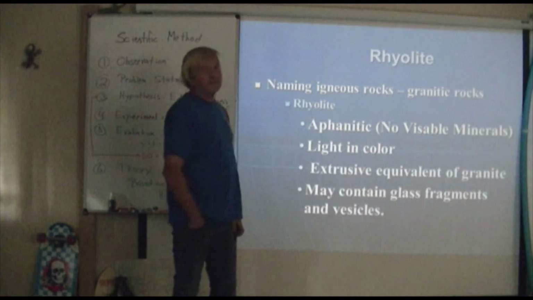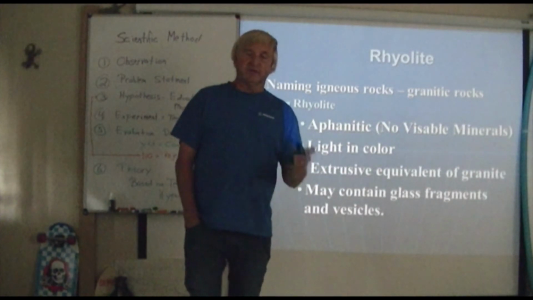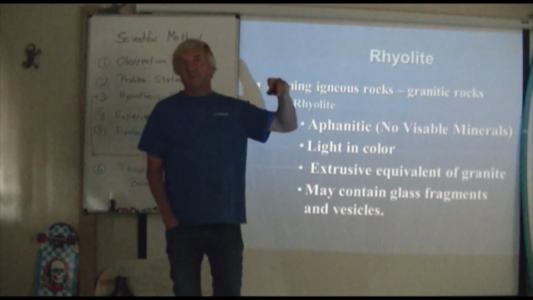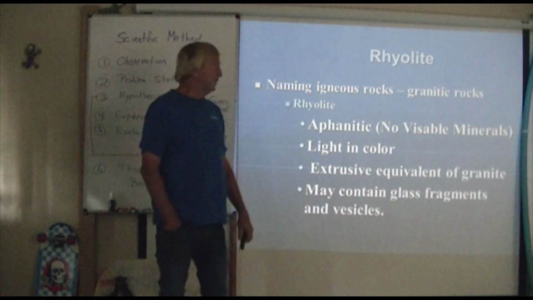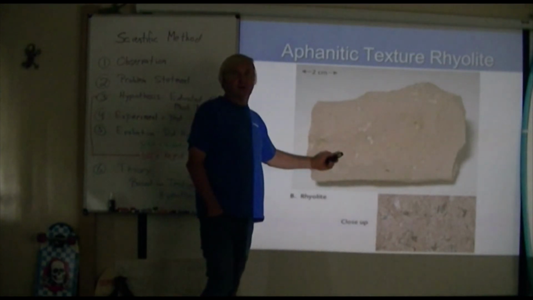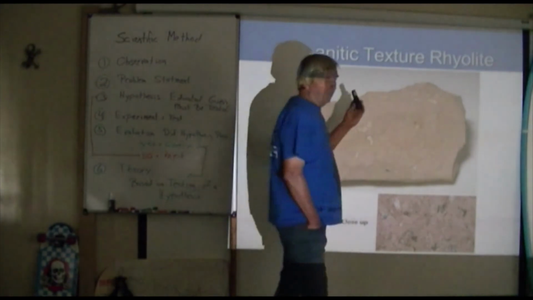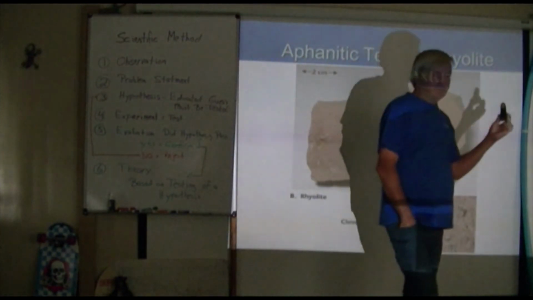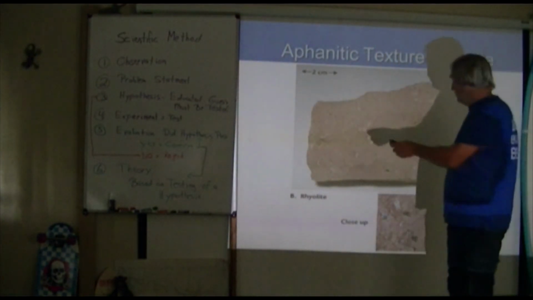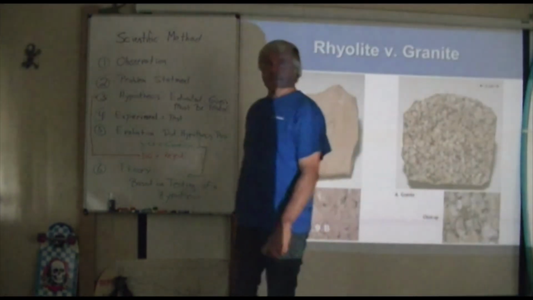And then rhyolite is the equivalent of a granite. The difference between a rhyolite and a granite is that the rhyolite forms above the surface. It cools quickly. So this is the rhyolite. You don't see visible minerals in this rock the way you do in the granite. So this is the extrusive. We call this texture aphanitic. Again, it's light colored because it's very rich in quartz. And you put those two rocks together, this is what they look like.